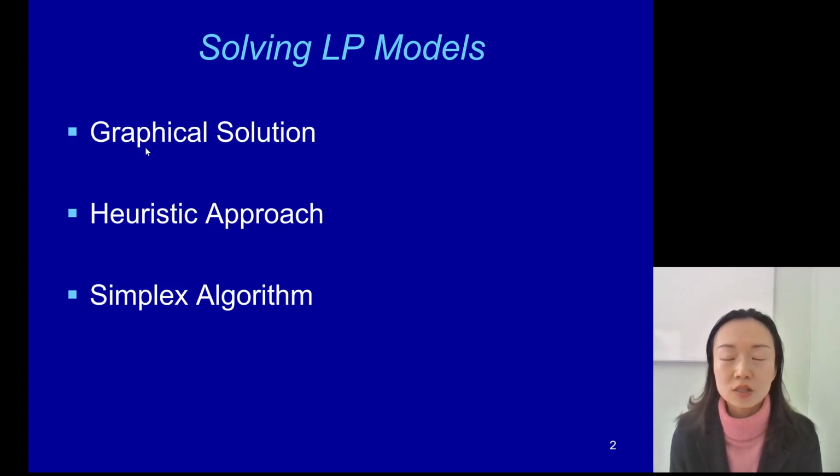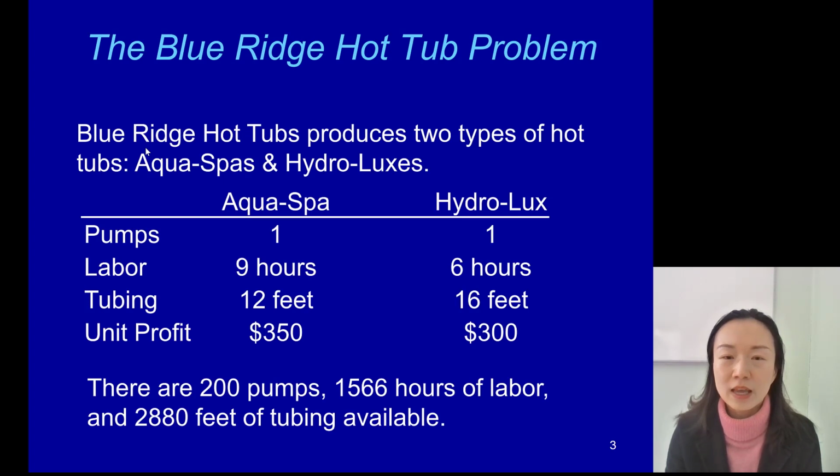The third method, the simplex algorithm. This is the algorithm underlying those softwares that we use. For example, solver. When we solve those LP models, we said you need to set your method to the LP simplex. And that's the algorithm that the solver uses to calculate the decision variable values and also the objective function value. So first, let's look at the Blue Ridge hot tub problem.